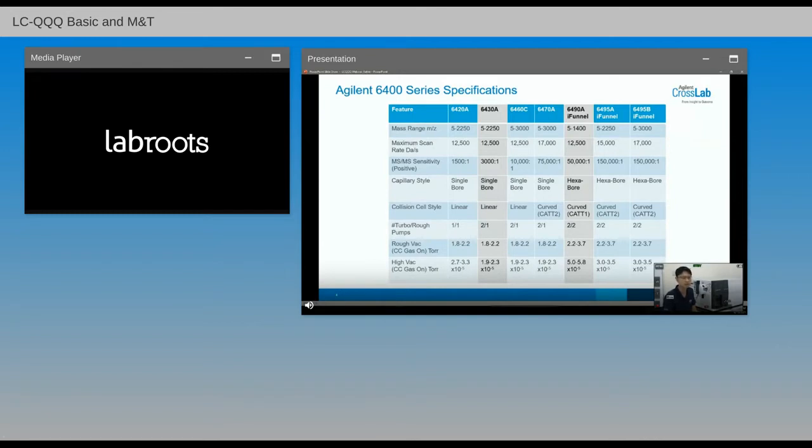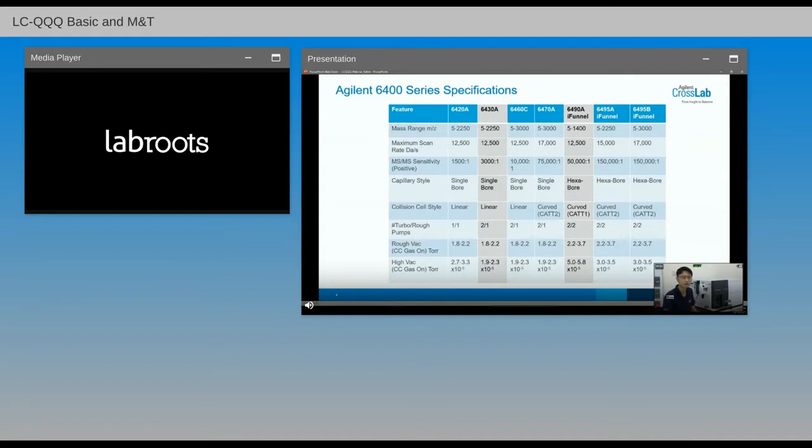And in terms of the collision cell style, right, you will be able to see that some of the product lines are based on a linear design. While over here, you can see the 6470A, it has a smaller footprint, and it is basically a curved collision cell design, right? You'll be able to see the schematics in the next slide.